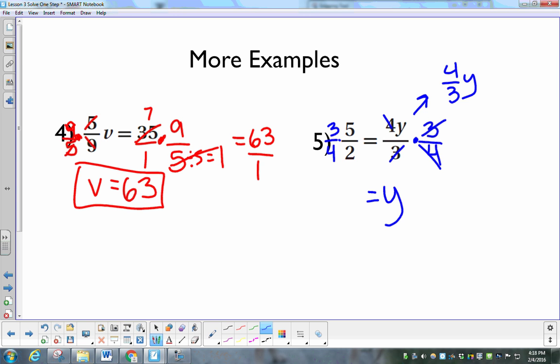Remember, when you're multiplying fractions, you just multiply straight across the top. 3 times 5 is 15. On the denominator, I have 4 times 2, which is 8. There's no common factor of 15 and 8, so I can just leave that 15 over 8.